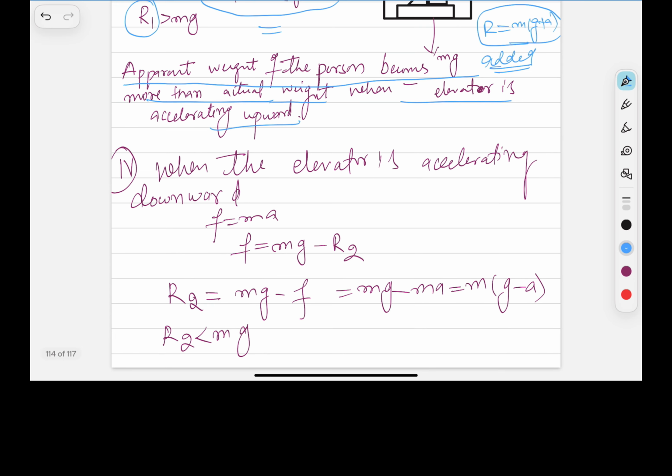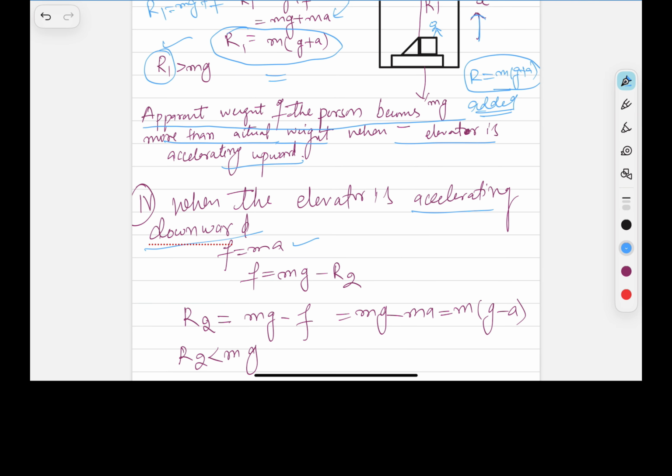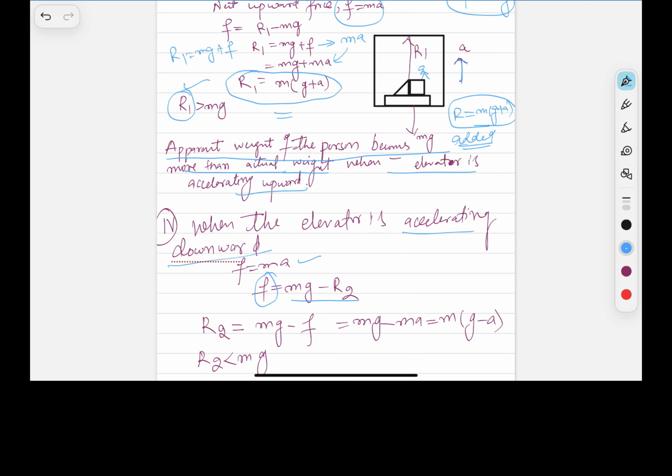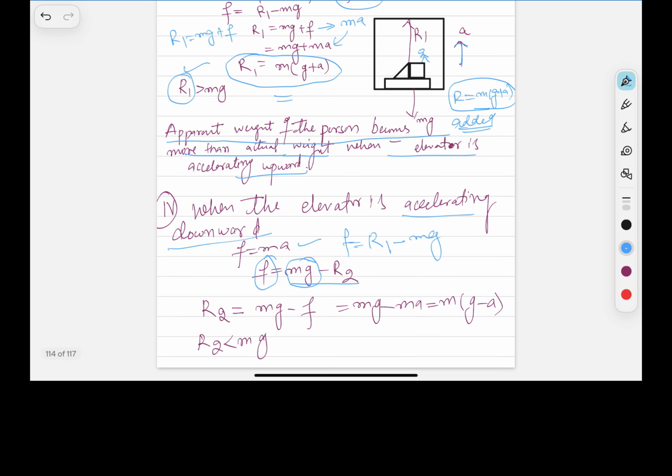Next case, when the elevator is accelerating downward. Now it's moving downward. Force equals the same, mass into acceleration. So force F equals mg minus R2. In the previous case, when the lift is going upward, we wrote that F equals R1 minus mg. But now the weight becomes more than the reaction, because the lift is going in the downward direction. So we will equate R2 equals mg minus F, the net force.